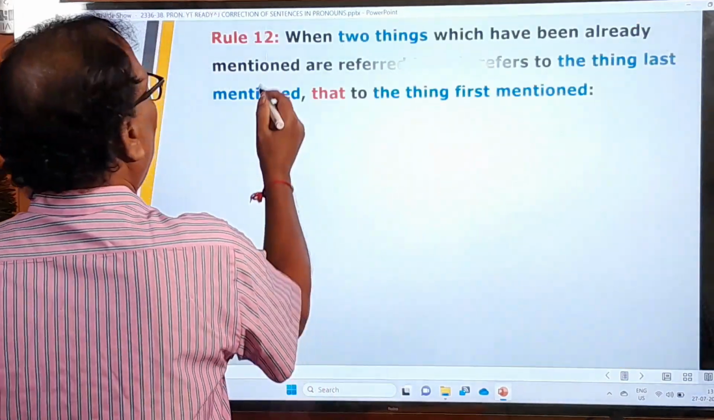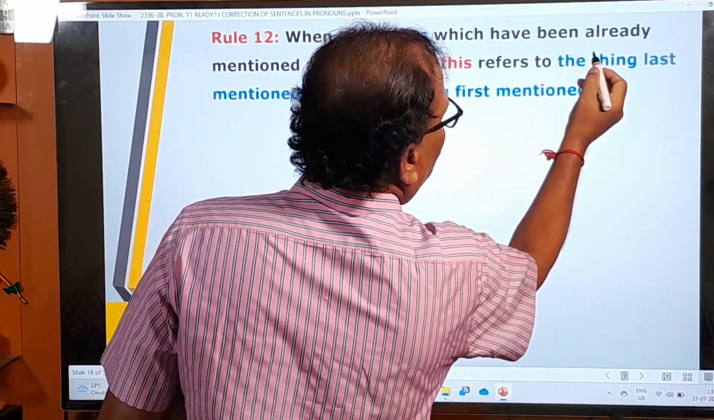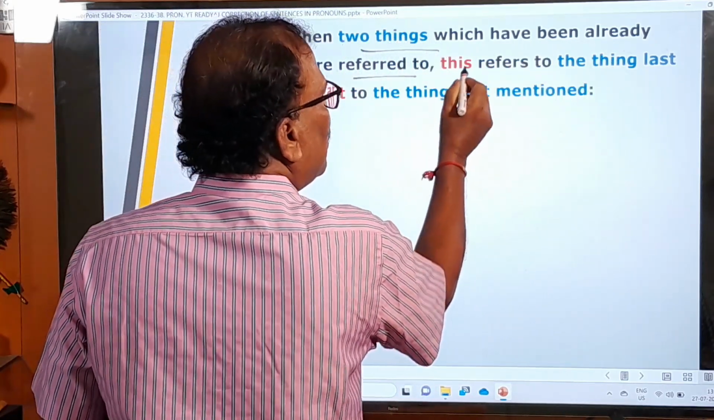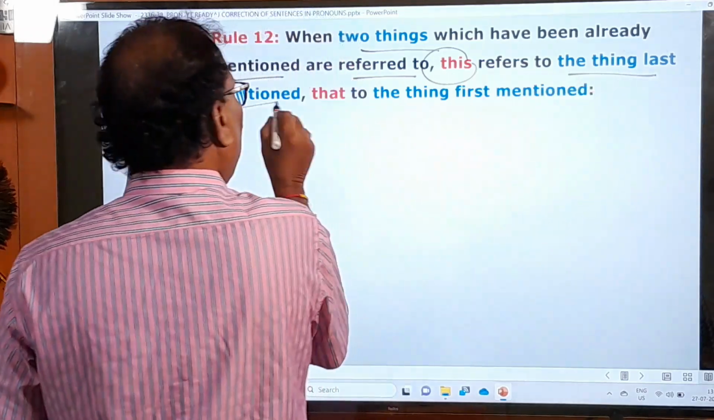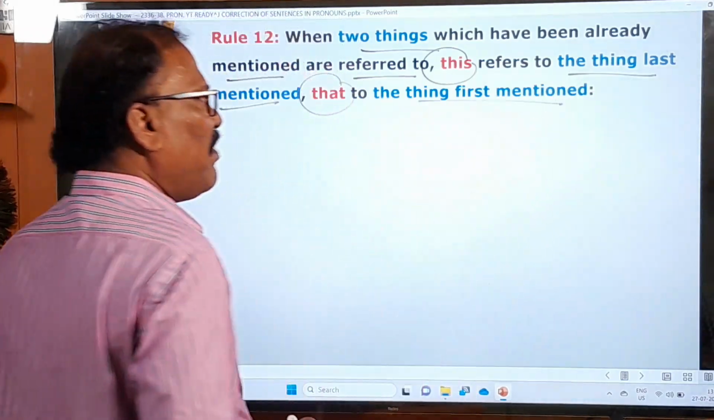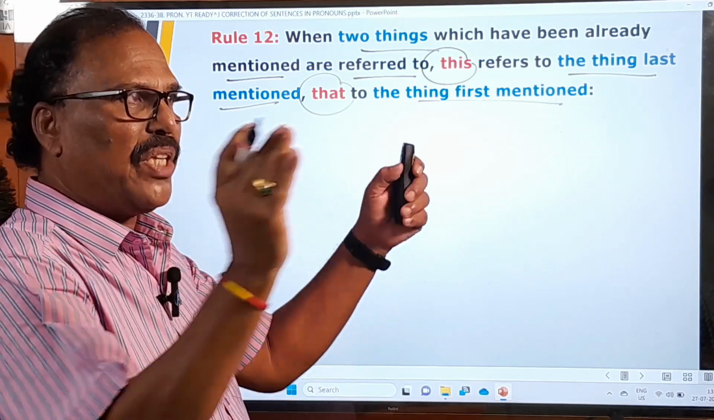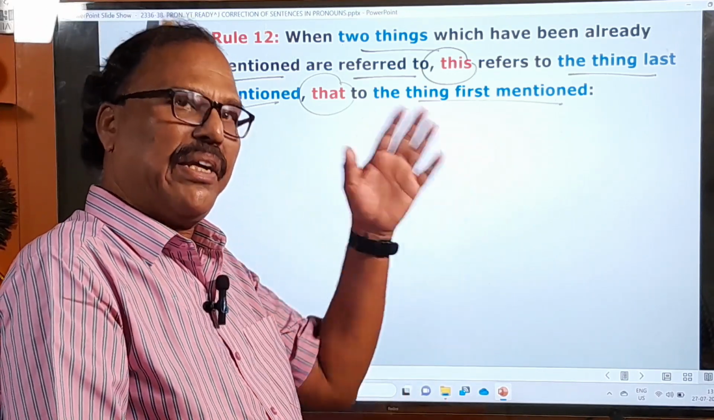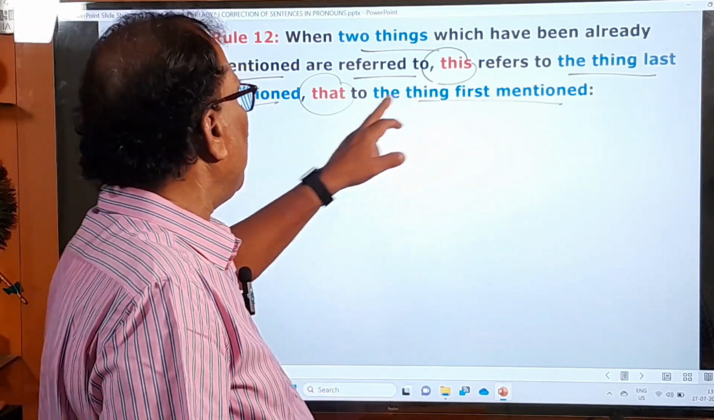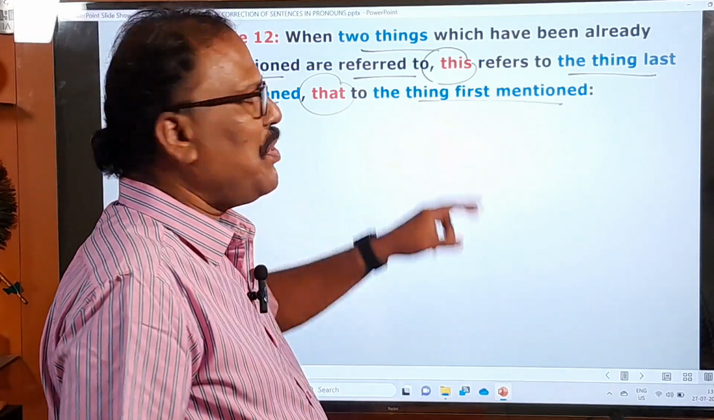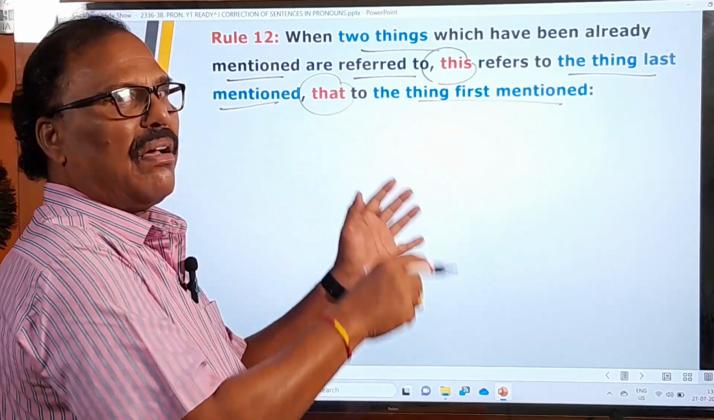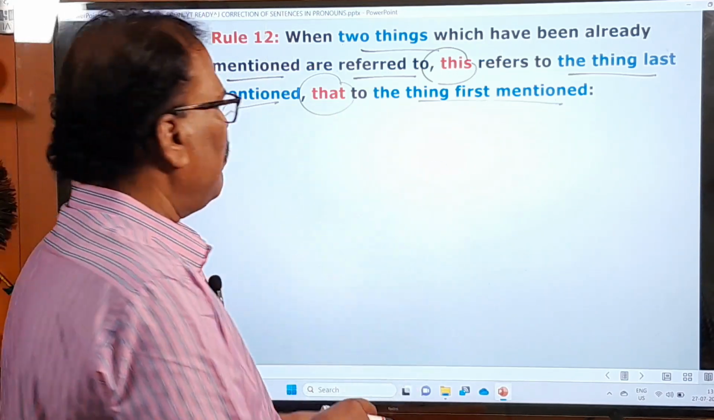Right. Rule 12. When two things have been already mentioned or referred to, this refers to the thing last mentioned and that refers to the thing first mentioned. When two things are mentioned first of all, and to mention them again, this is used to mention the last one. That is used to mention the first one. But in the examination, that is given otherwise.